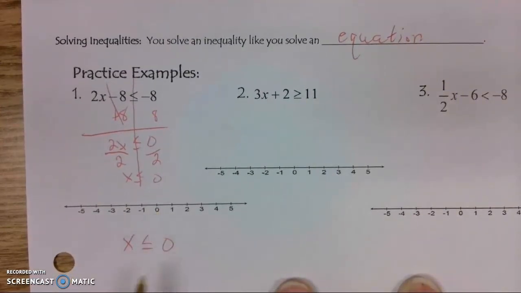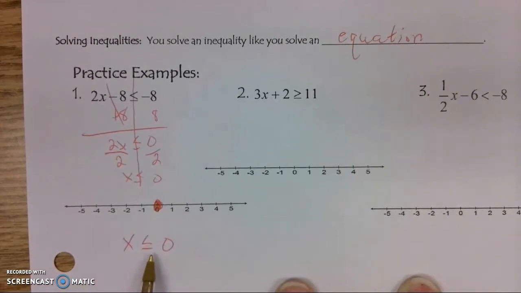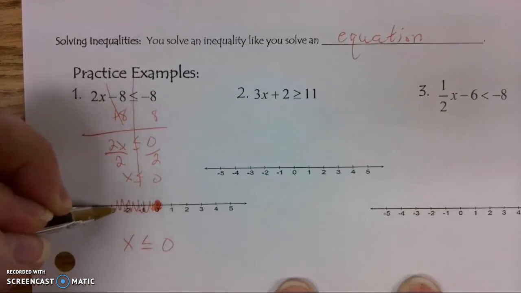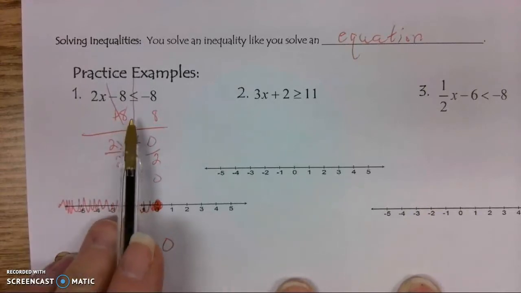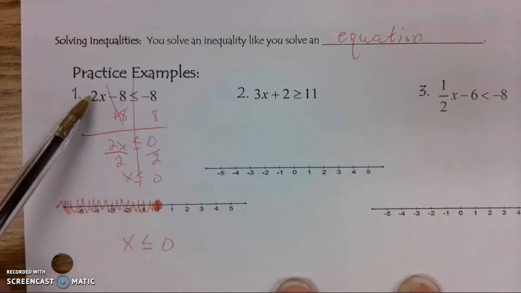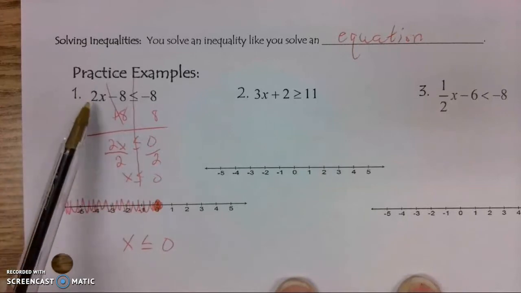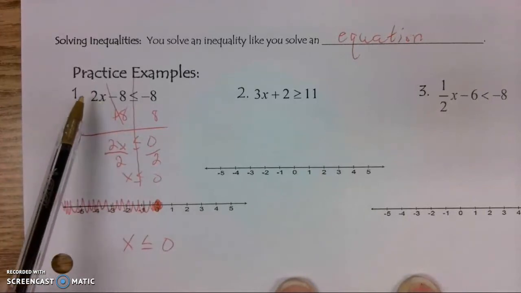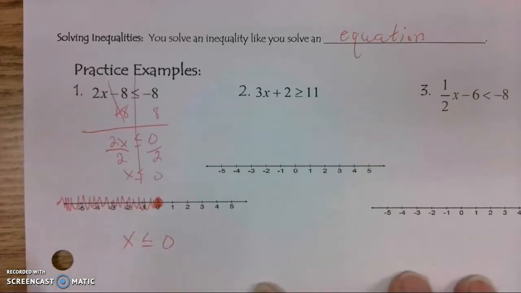And now I'm going to graph the solution. I'm going to put a closed circle on 0 because my inequality is or equal to. And then I'm going to shade my graph to the left. So everything to the left of 0 makes that a true statement. And again, just like with equations, I can put the number back in there and make sure that it works. So if I took, for example, -1, 2 times -1 is -2, minus 8 is -10. That is less than -8.